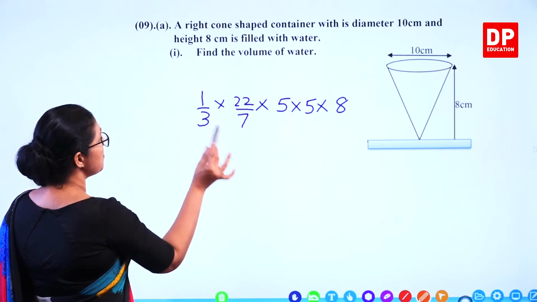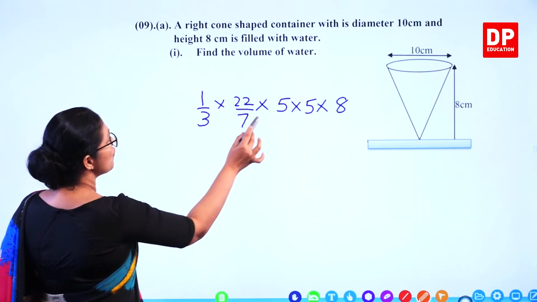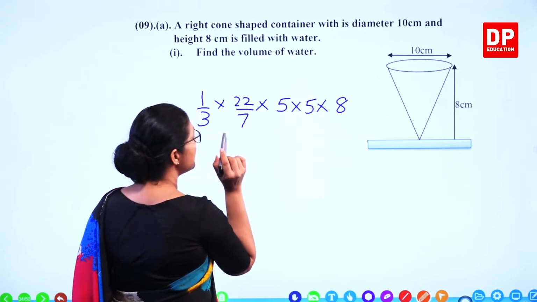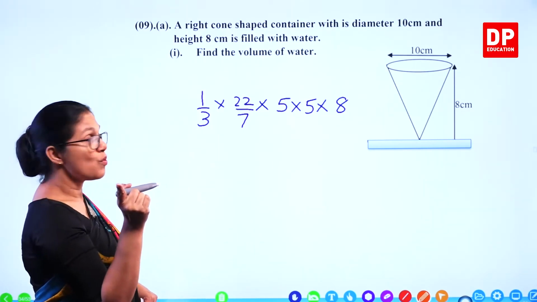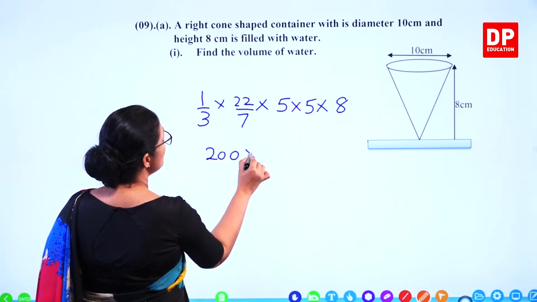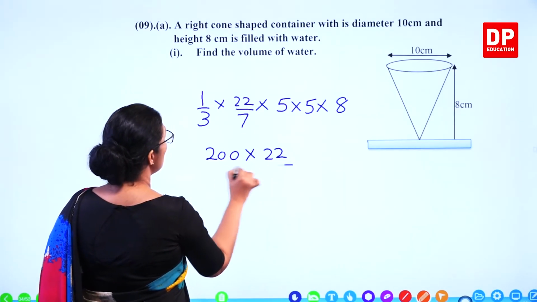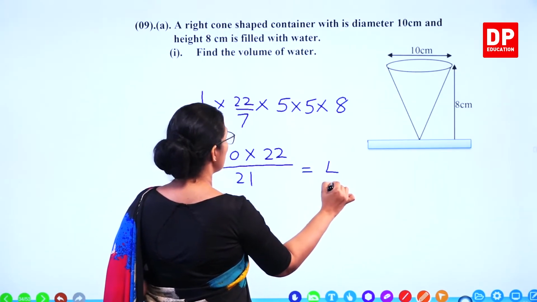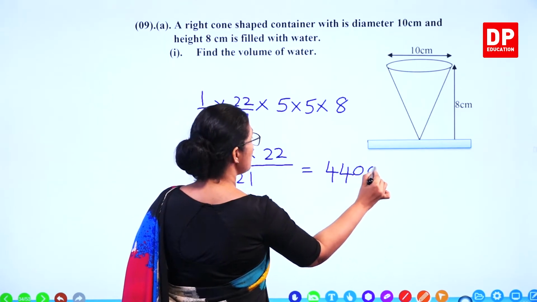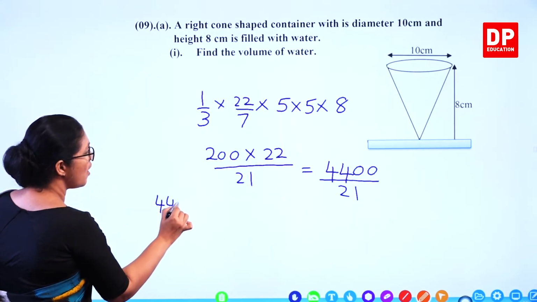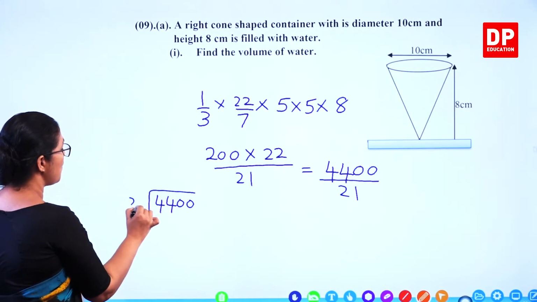Now you can multiply here. So 5 times 5, 25. 25 times 8, 200. So 200 into 22/21. So multiply by 2, that's 44. 2 zeros, divide by 21. Now we'll divide 4,400 by 21.